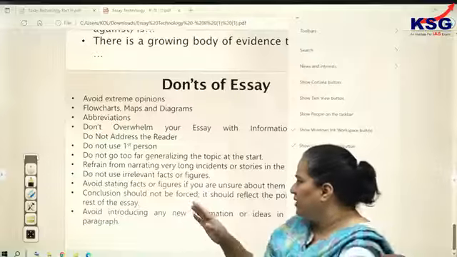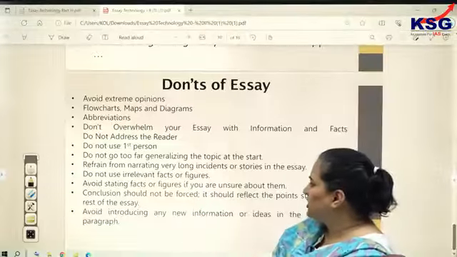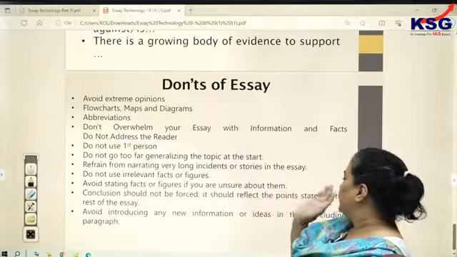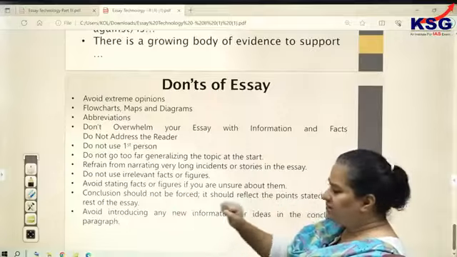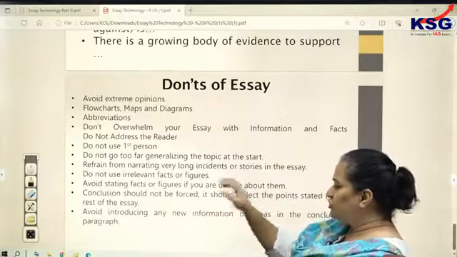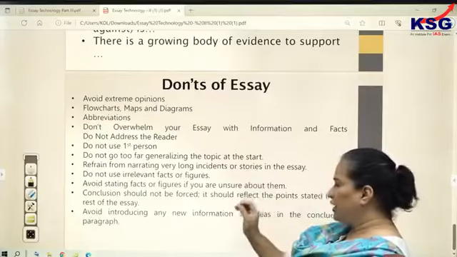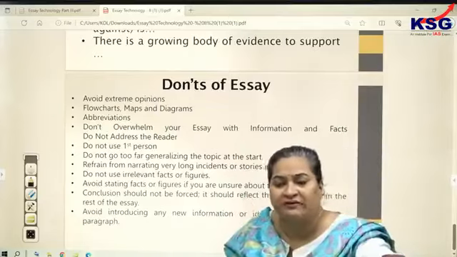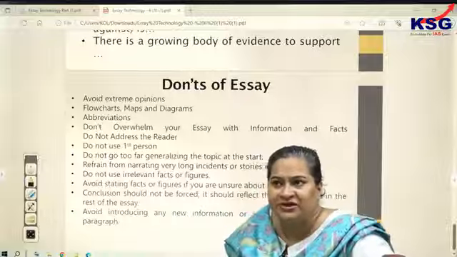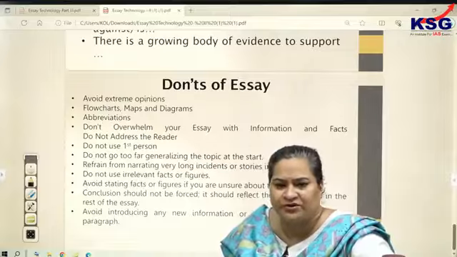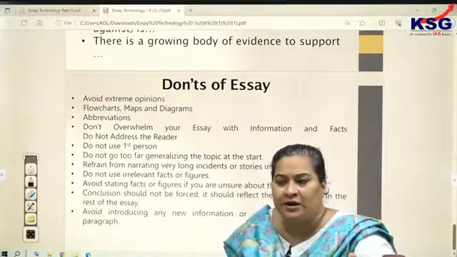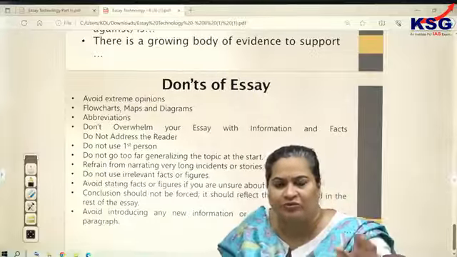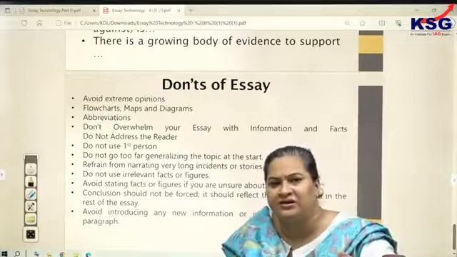Further, you can also see that the conclusion should not be forced. It should reflect the points that are associated with the rest of the essay, and avoid introducing any new information or idea in the concluding paragraph, because the concluding paragraph should have a sunset effect. I mean, after reading the concluding paragraph, a person should be motivated to think, a person should be motivated to imagine that it has been so far a very great experience.